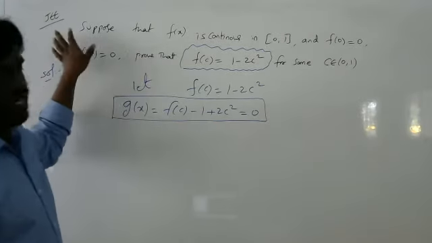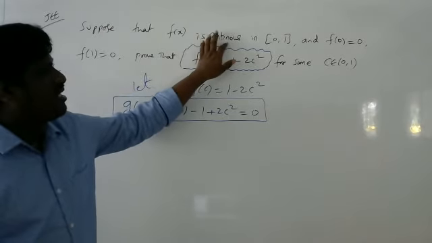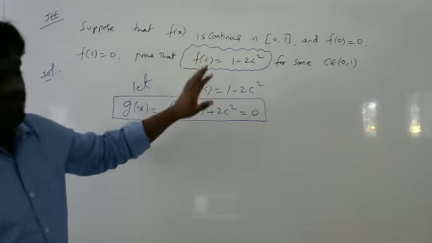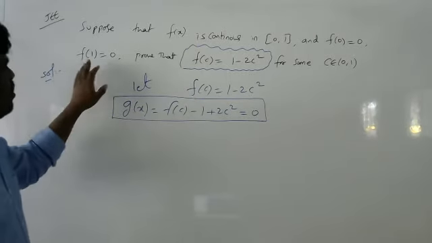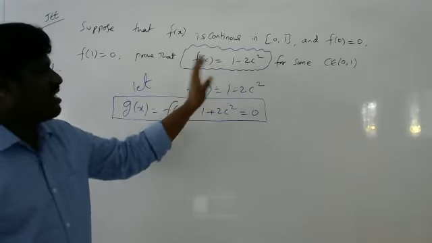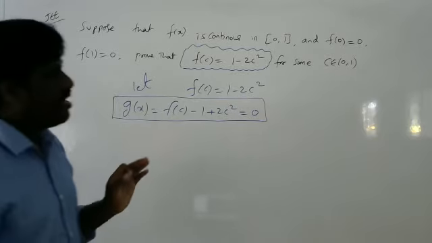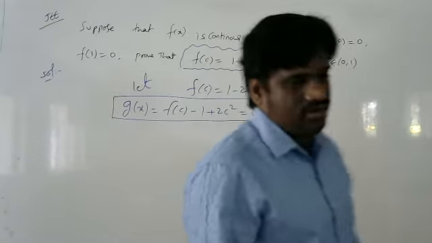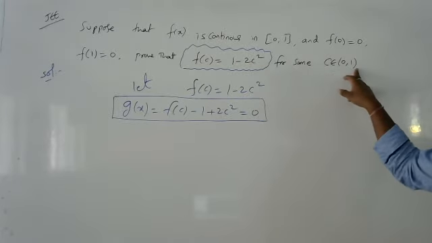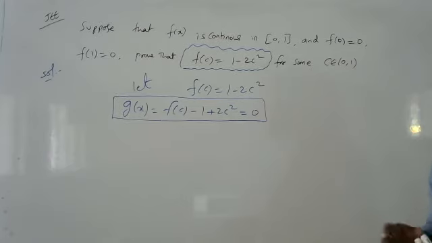See here. I'll read the question. Suppose that f of x is continuous in the closed interval [0, 1], and f of 0 is equal to 0, f of 1 is equal to 0. Prove that f of c is equal to 1 minus 2c square for some c belonging to the open interval (0, 1). So this is what we have to prove.